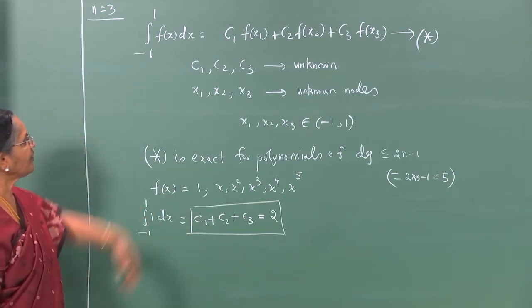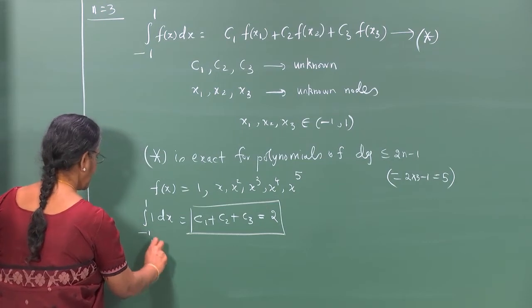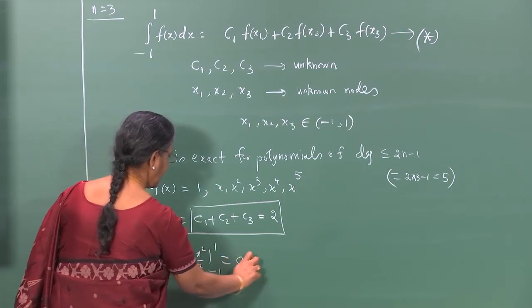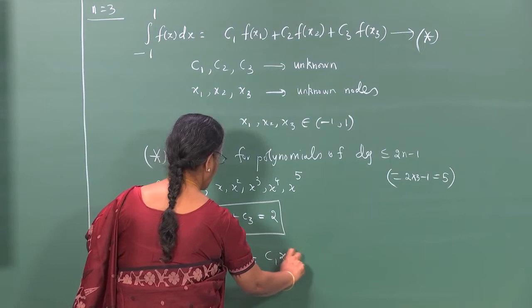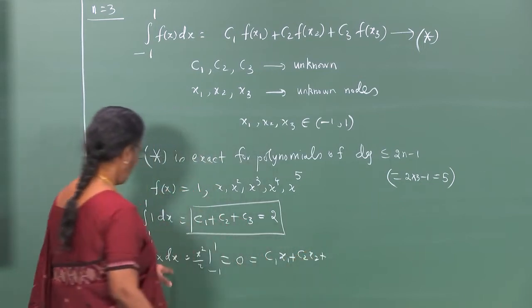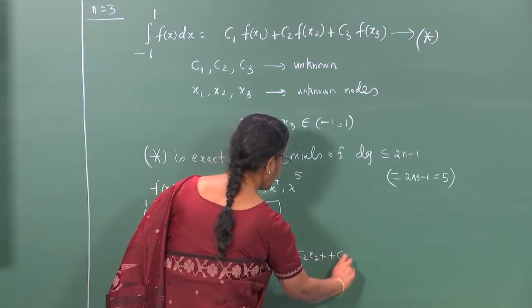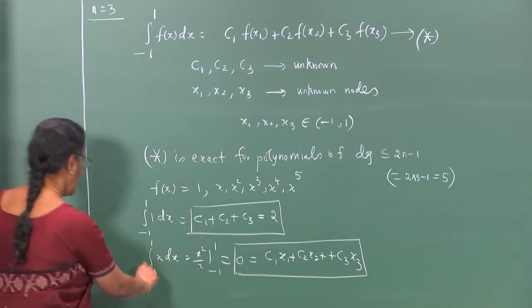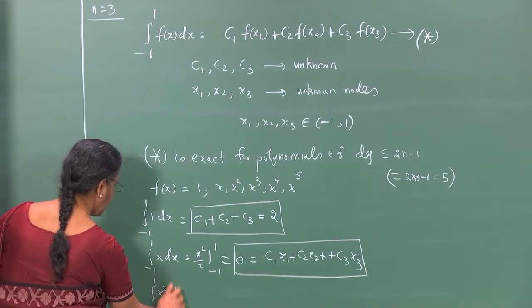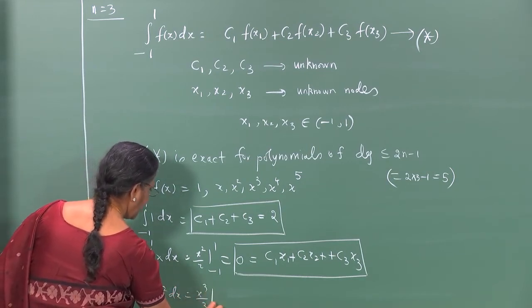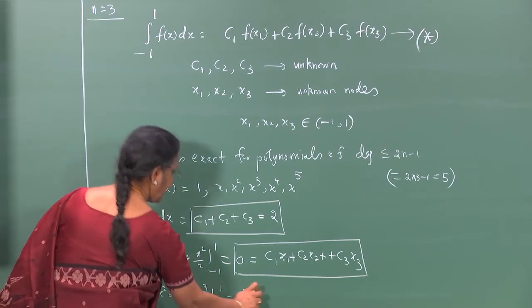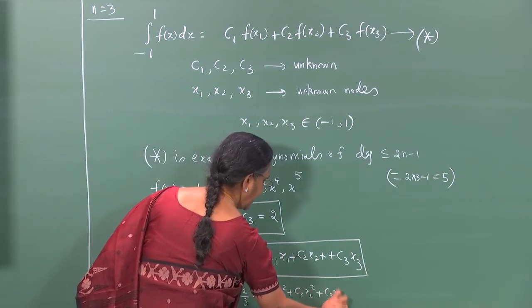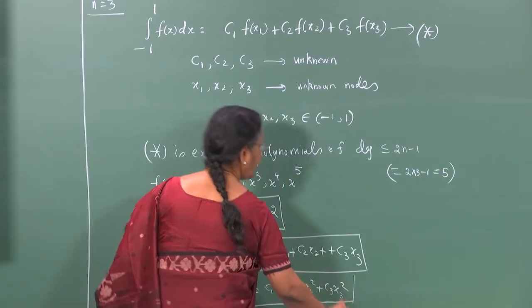So, we can write down the other conditions, namely minus 1 to 1 x dx will be x square by 2 between minus 1 and 1, and that will be 0. So, that will give you c1 x1 plus c2 x2, because f of x is x, plus c3 into x3, and that is equal to 0. That gives you the second condition. And thirdly, minus 1 to 1 x square dx. So, that will be x cubed by 3 between minus 1 and 1. So, 2 by 3, that will give you c1 x1 square plus c2 x2 square plus c3 x3 square, and that must be equal to 2 by 3.